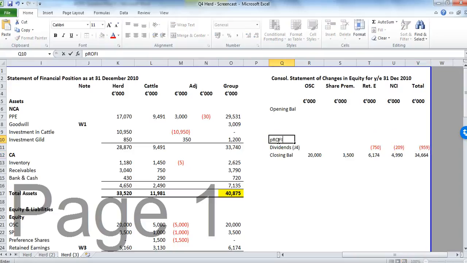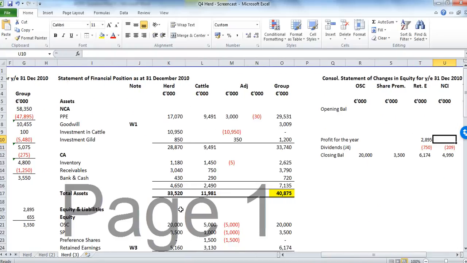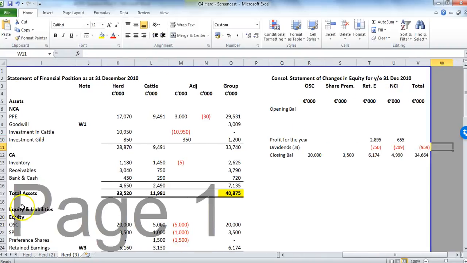You will also have profit for the year, and that will go into retained earnings for the owner's share of 2895. So you see you need to prepare the statement of profit and loss first before you do this block, and the NCI proportion will be 655. So that gets us another movement during the year.